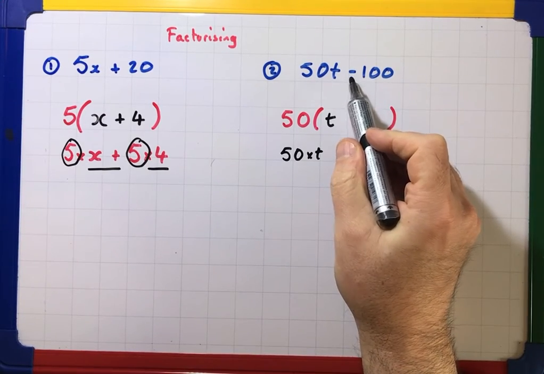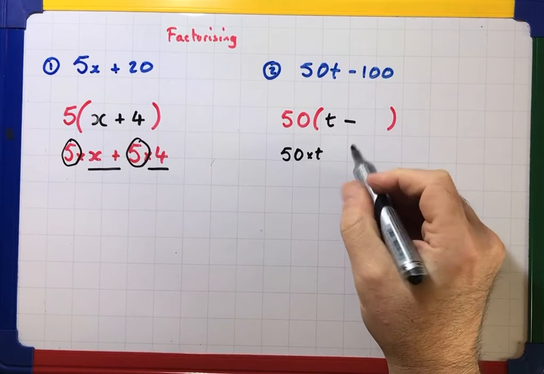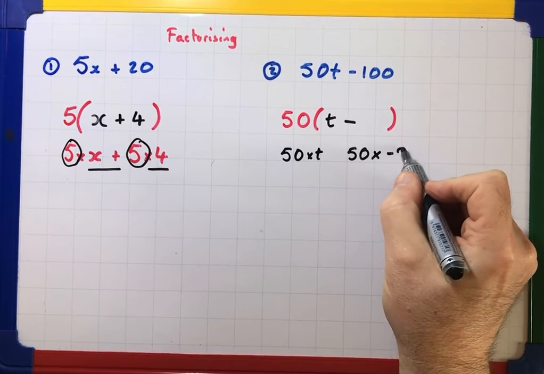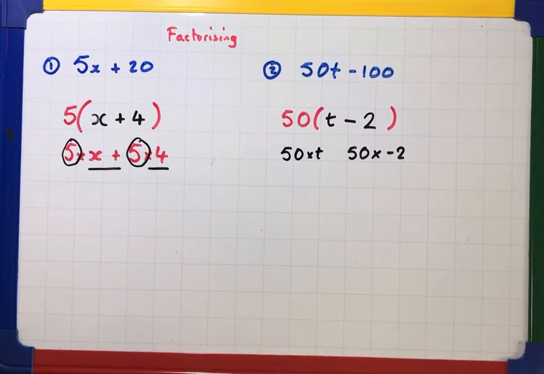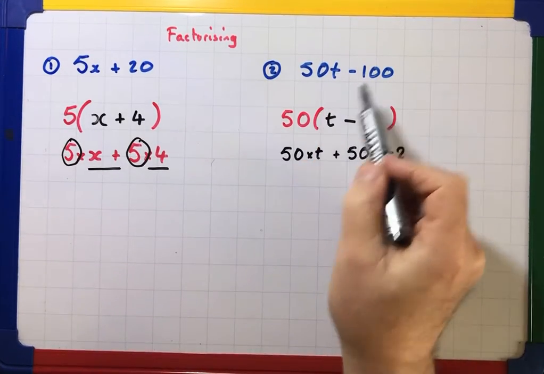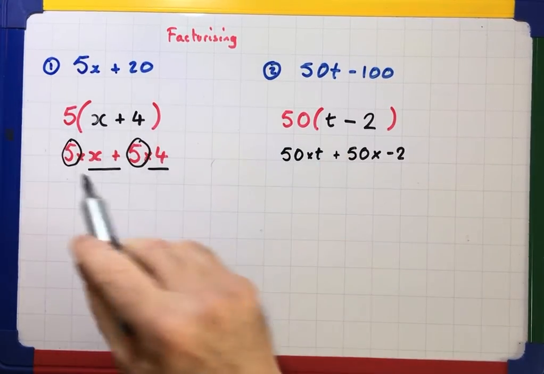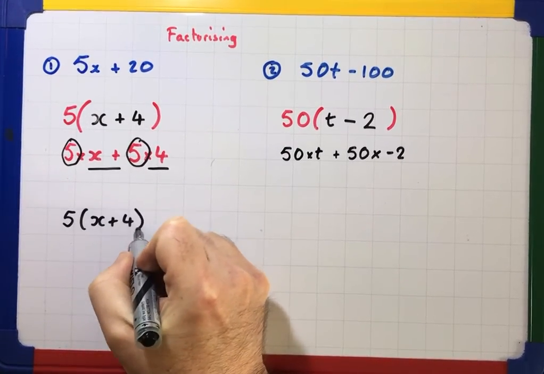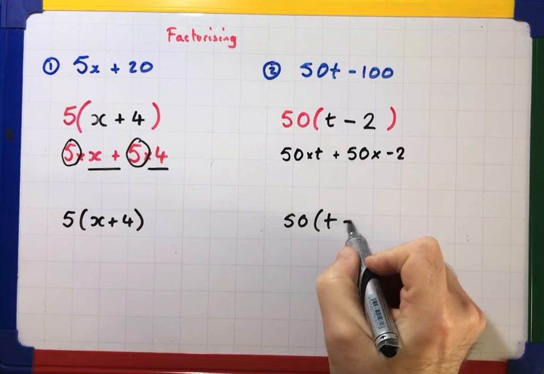Now there's a minus there, so I'm going to have a minus here. And minus 100 is the same as 50 times minus 2, isn't it? Yeah? So in there will go the minus 2. Okay? Because that's what that is written with multiplied by the common factor. But this is what we're after. So this one, you wanted that as an answer. This one, you wanted that as your answer.